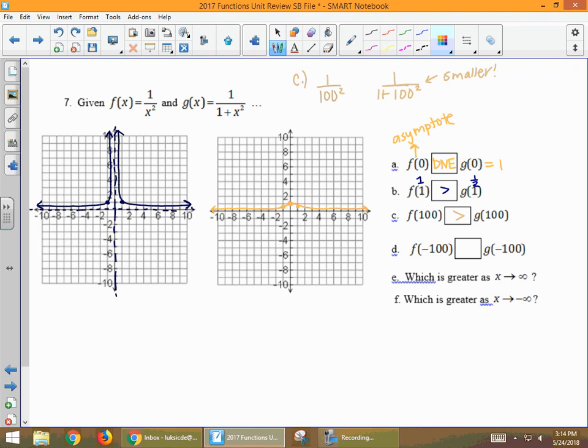All right, let's talk about what's happening at negative 100. When we square negative 100, we're going to get the same fraction that we did when we squared 100. So we're going to square the negative and square the 100. So our answer is going to be the same here.